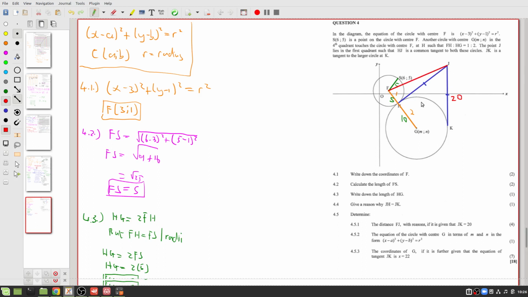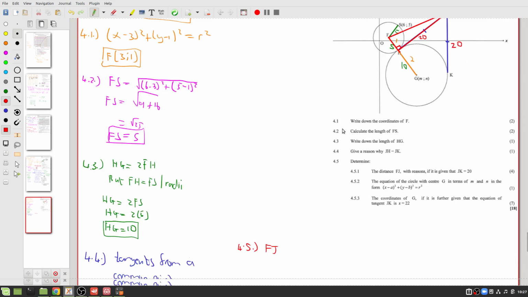Okay, so how are we going to do that? Well, I think the best way is to recognize that if we use this triangle here, this is a right angled triangle. Why? Because it's a radius and a tangent that meet, which makes a 90-degree angle. Then we use the fact that this distance and this distance are equal, so we can say that's 20. And then we can just use Pythagoras to solve for FJ. So that's exactly what we'll do.